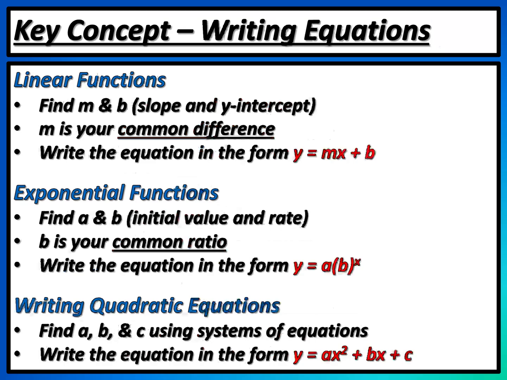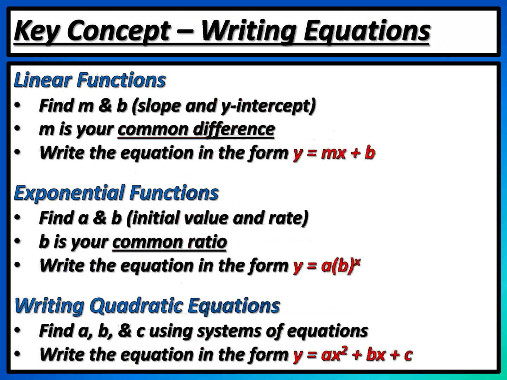A linear function we know is y = mx + b. So we need to find the m and the b, the slope and the y-intercept. Lucky for us, the common difference represents the slope. Then when we do an example, we'll talk about ways to get the b.